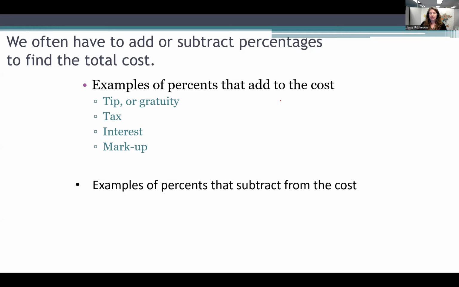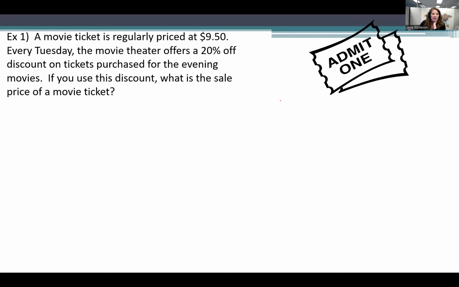If you are going to subtract from the original price, that would be situations like if a store offers a discount, you have a coupon, if something is on sale, or if the store tells you that you have a markdown, which is kind of a sale also. All right, so a movie ticket is regularly priced at $9.50. Every Tuesday, the movie theater offers a 20% off discount. If you use this discount, what is the sale price of the movie ticket?